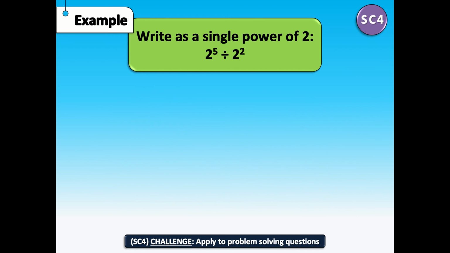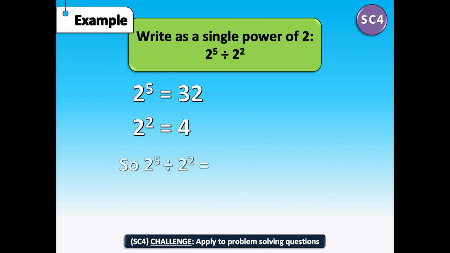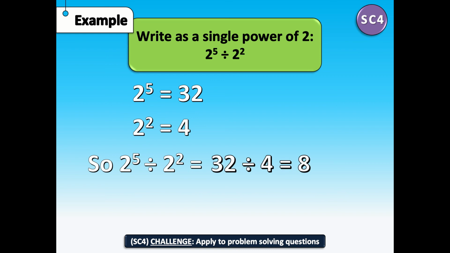This time we're going to divide. So 2 to the power of 5 divided by 2 to the power of 2. 2 to the power of 5 is 32, and 2 to the power of 2 is 4. So if we divide those, we get the answer 8, and 8 is 2 to the power of 3.